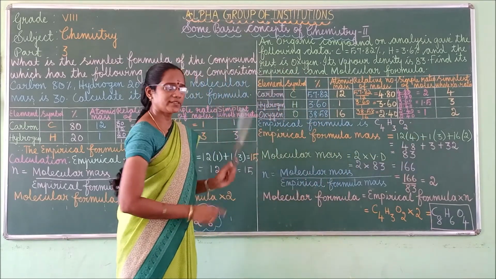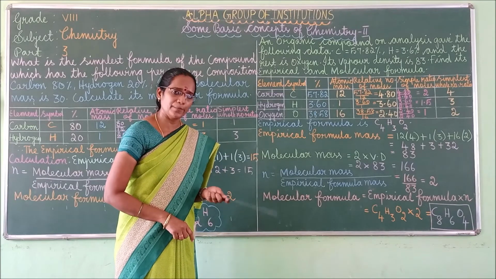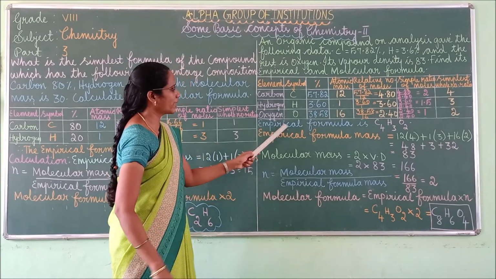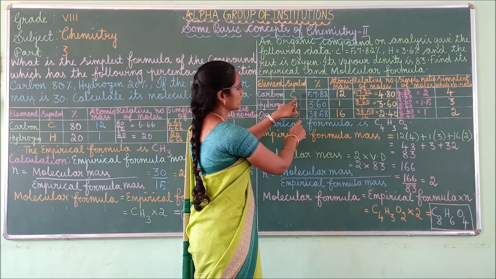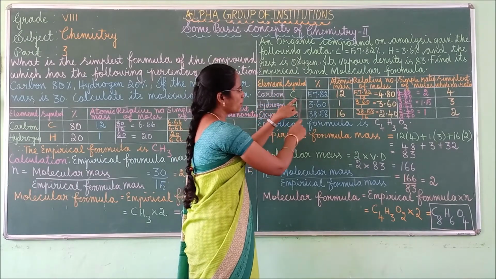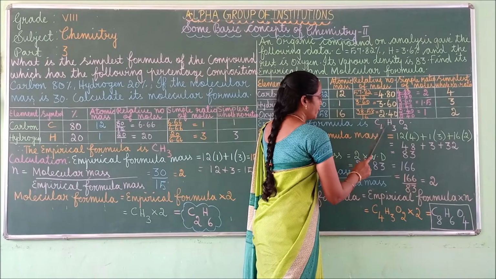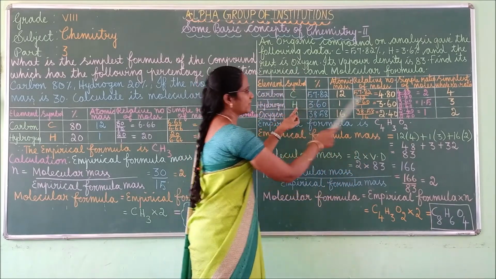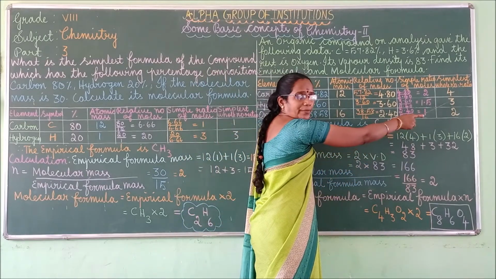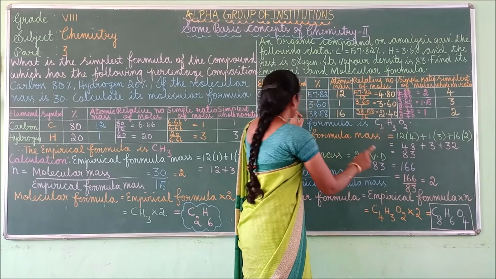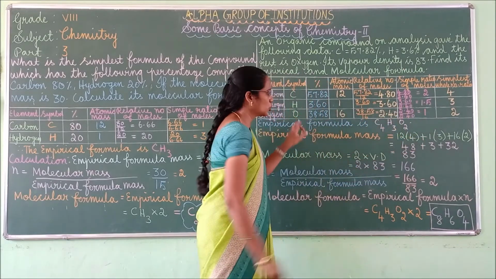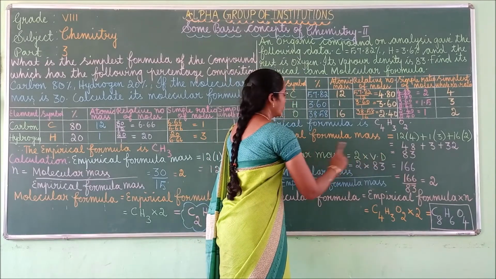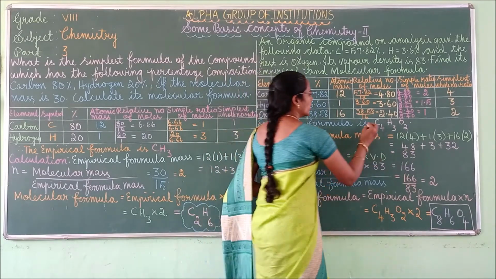So what is the next step? You have to find the empirical formula. The empirical formula, for carbon you can take the symbol also: C4. For hydrogen, the simplest whole number ratio is 3, H3. For oxygen, the simplest whole number ratio is 2, so O2. The empirical formula is C4H3O2.